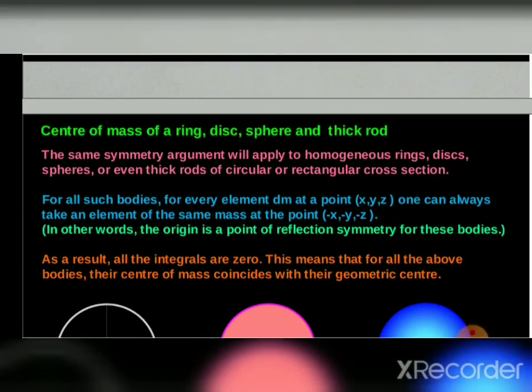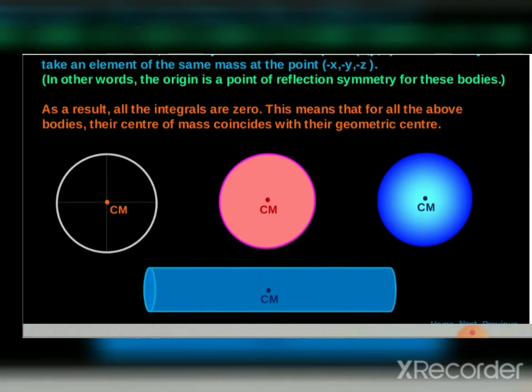Okay, now it's very simple: for a sphere or a round object, it will lie at the center. But for an uneven object, it can be outside or inside the object. Okay.